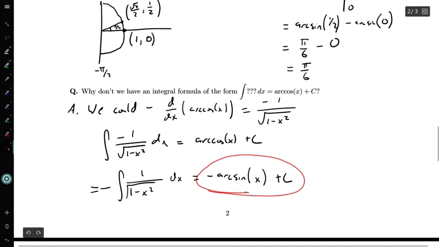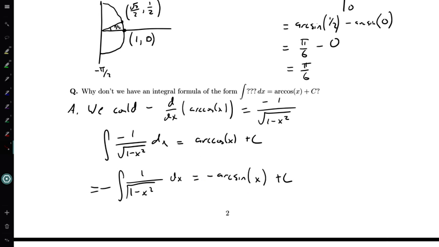So what this really tells us, if we work through this chain of equalities, is that this minus arc sine of x plus c is the same as arc cosine of x plus maybe some other c. So minus arc sine and arc cosine end up differing only by a constant, and if you graph both of them, you'll see why that is.